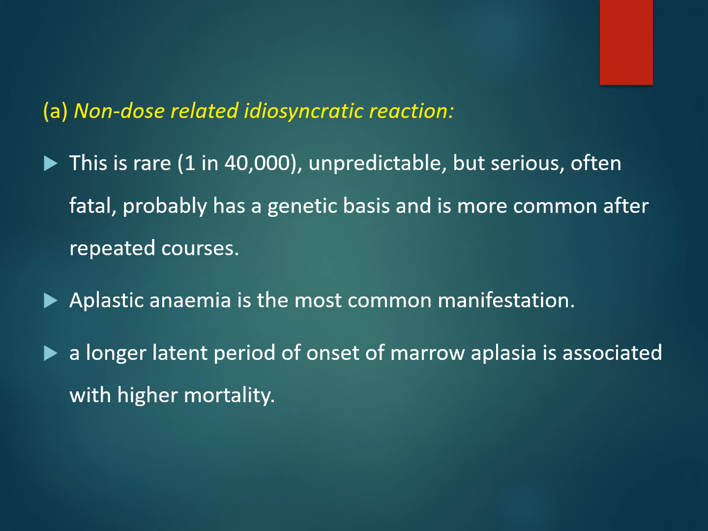Probably there is a genetic basis and it runs in families. Aplastic anemia is the most common manifestation. A longer latent period of onset of bone marrow aplasia is associated with higher mortality. So, what is an idiosyncratic reaction? It is a type of adverse drug reaction where we don't know if that reaction is going to occur in a particular patient. It has a genetic basis.